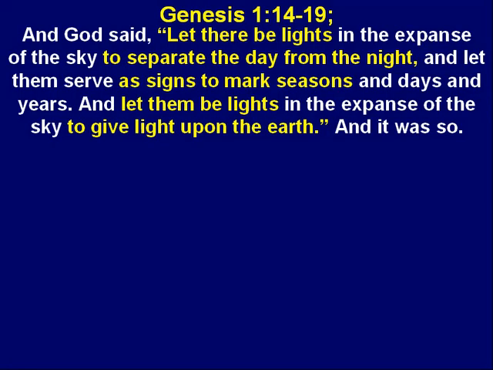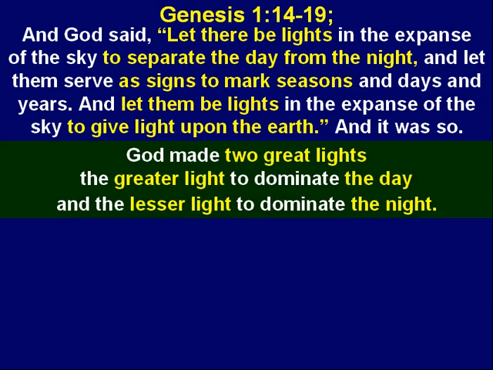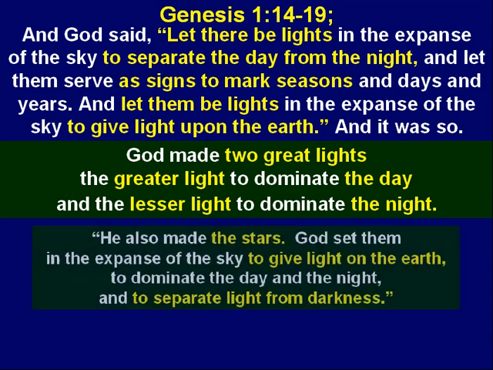God said, let there be lights in the expanse of the sky to separate the day from the night. Let them serve as signs to mark seasons and days and years. Let there be lights in the expanse of the sky to give light upon the earth, and it was so. God made two great lights, the greater light to dominate the day, the lesser light to dominate the night. He also made the stars.